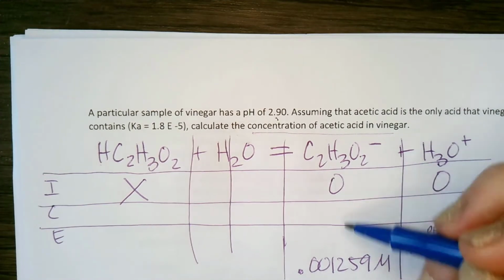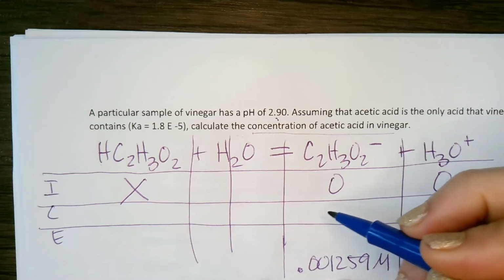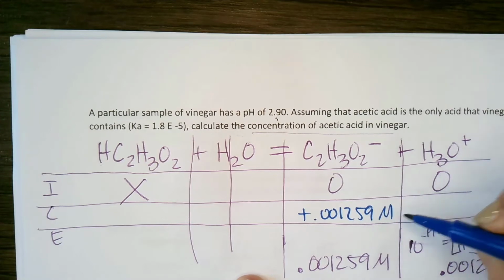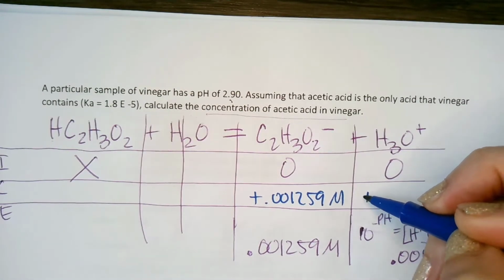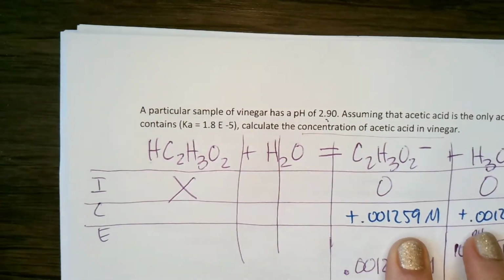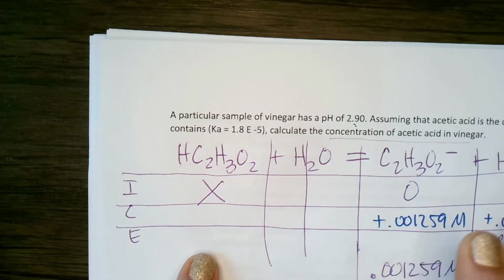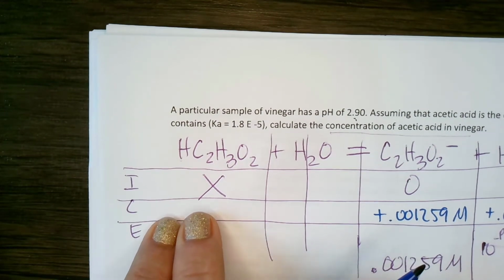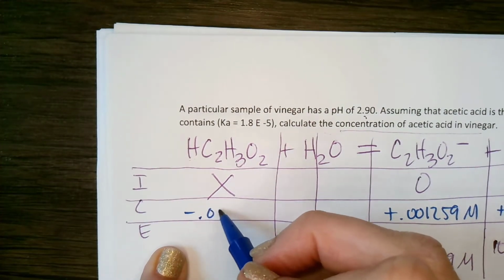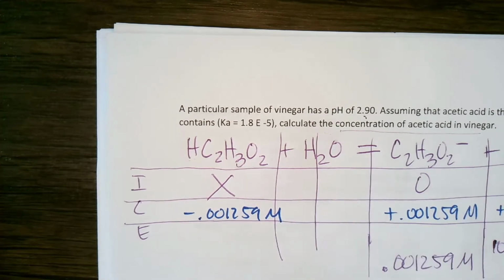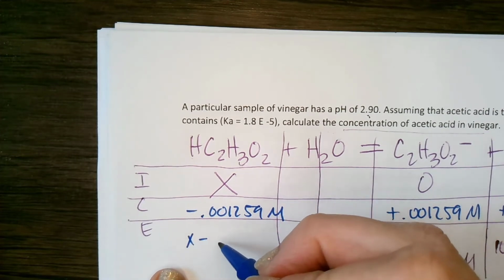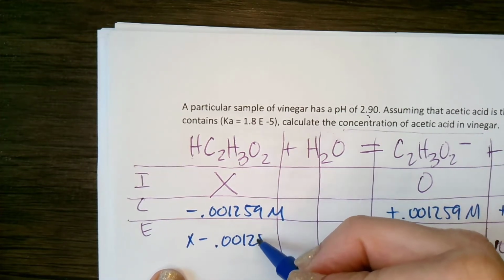Well, I know in order to go from 0 to 0.001259, I had to add 0.001259. And I also had to do the same thing for my H3O plus, because they're 1-to-1, so plus 0.001259. I also know that, even though I don't know how much I started with, because of the stoichiometric ratio, my reactant had to lose that much in order to form that product. So we had to lose 0.001259. Therefore, at equilibrium, this value would be X minus 0.001259.